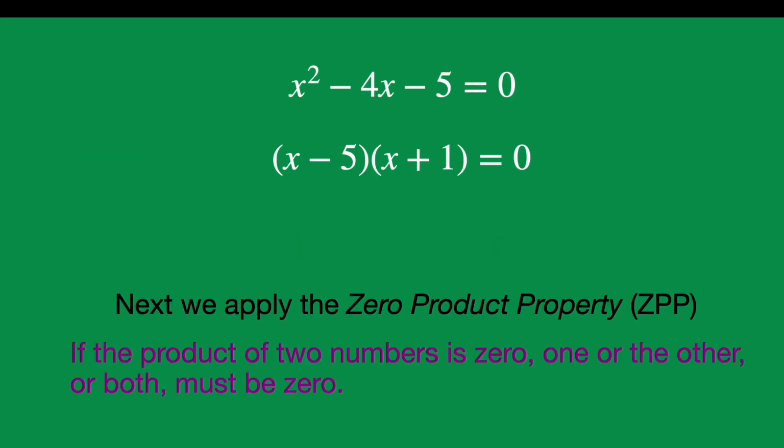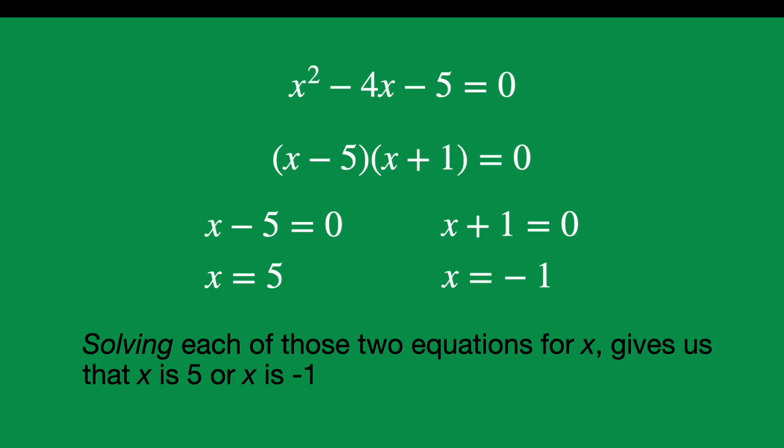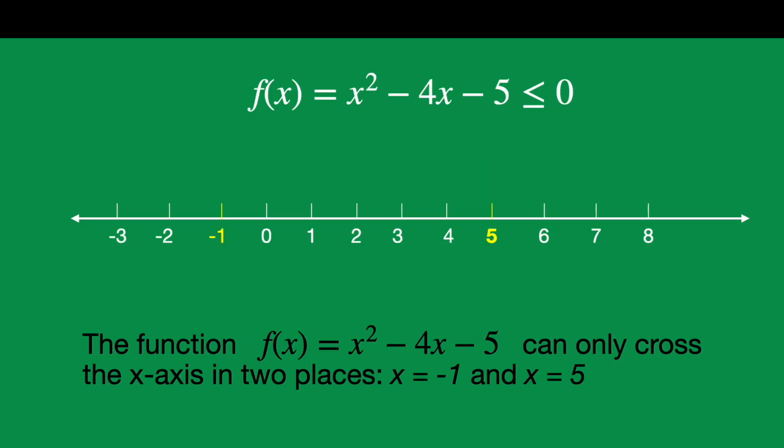Now we can apply the zero product property. That is, if the product of two numbers is 0, one or the other, or both, must be 0. So we get that either x minus 5 is 0, or x plus 1 is 0, or both. We then solve each of these two equations, giving us either x is 5 or x is minus 1. This means that the function can only cross the x-axis in two places, minus 1 and 5.